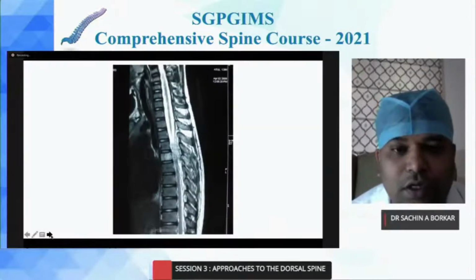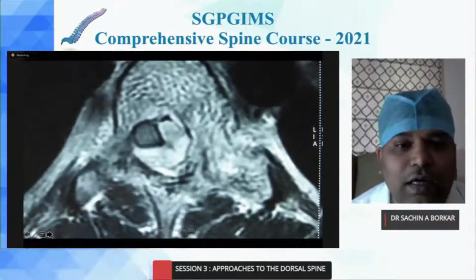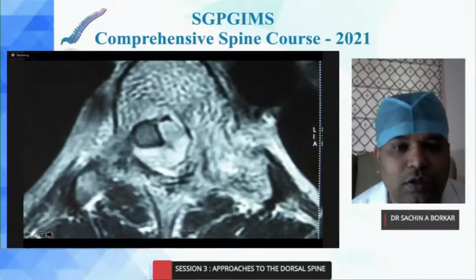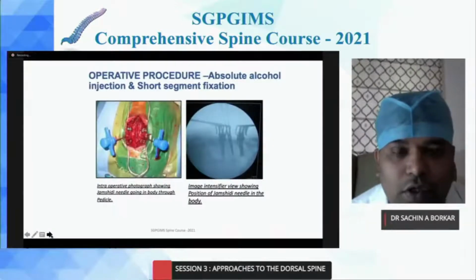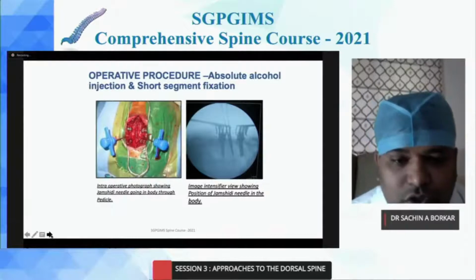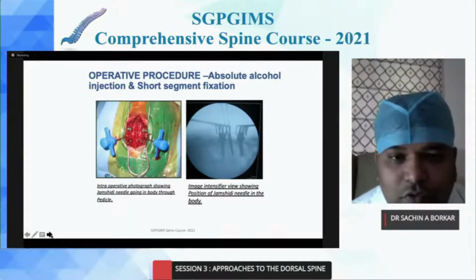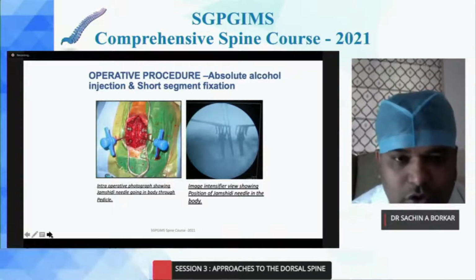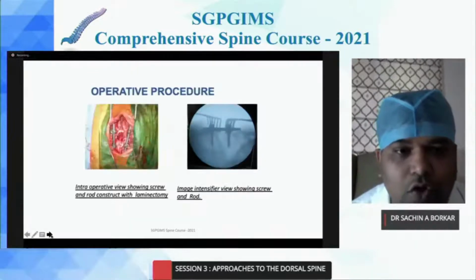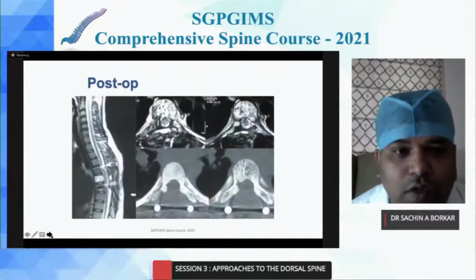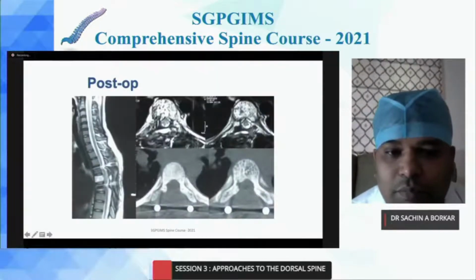Another similar case of ventral as well as dorsal compression by hemangioma, which needs to be tackled. So what we did is an absolute alcohol injection and a short segment fixation, and it is a safer and less invasive approach. Just a short segment fixation and alcohol, and the patient does well. And these are the follow-up scans of the same patient. The ventral epidural compression is gone.